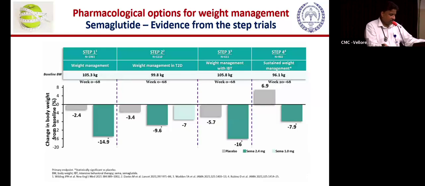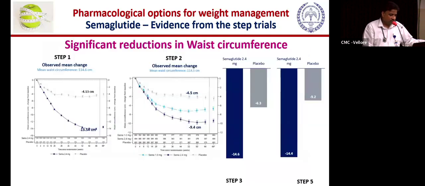STEP 1 is essentially for weight management. STEP 2 was in patients with diabetes. STEP 3 was in patients when this drug was coupled with intensive behavioral therapy. In STEP 4, they looked at a crossover design in which they gave the drug and thereafter randomized people into some who did not get the drug and some who got the drug. And you see that this drug has worked wonderfully well across the whole spectrum of diseases.